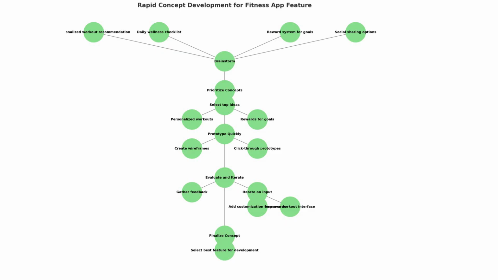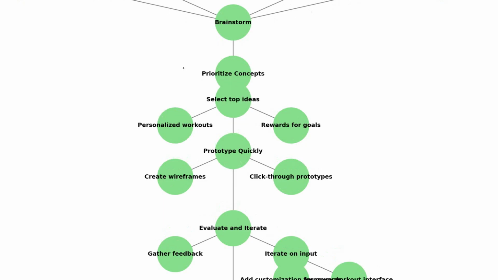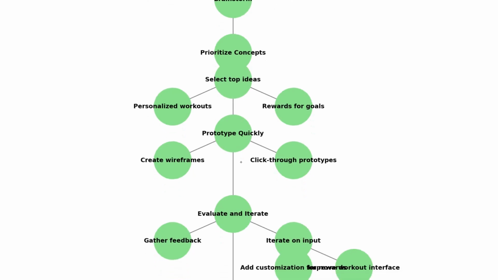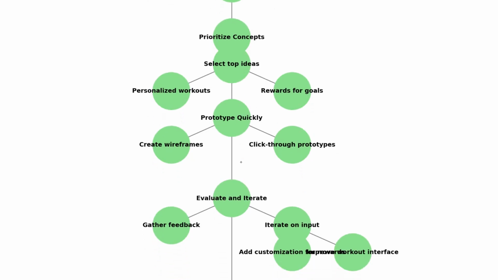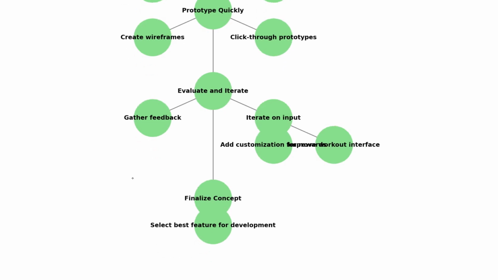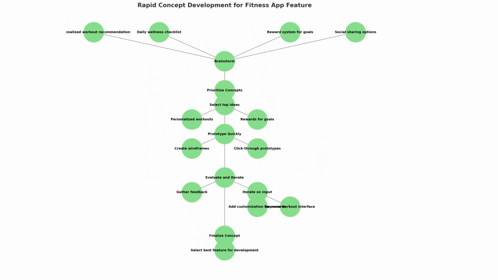We have to brainstorm and we have got daily wellness checklist, personalized workout recommendation, a reward system for goals and social sharing options connected to it. And then we have prioritized the concepts and we have selected the top 2 ideas. Personalized workout and rewards are selected. Then we have to go with the prototyping. We are creating the wireframes and creating the click-through prototypes. Then we will go ahead and evaluate and iterate. Based on that, we are getting feedback and the feedback enables us to add customization as well as to improve the user interface. Then you will finalize the concept and select the best feature for the development. That's all, and it's very easy to understand, I trust.